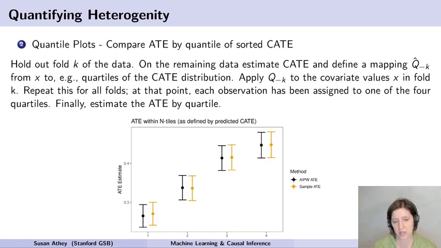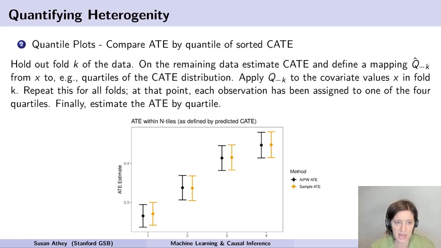A related exercise we can do is to basically break the data into 4 quartiles of estimated CATEs, and then look in held out data to see, for each quartile of CATE, what is the estimated treatment effect for each of those quartiles, and we can put confidence intervals around those.